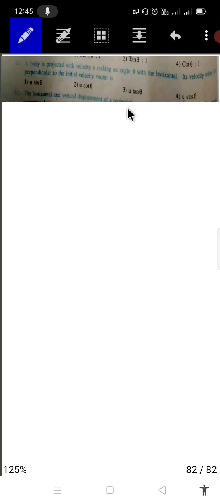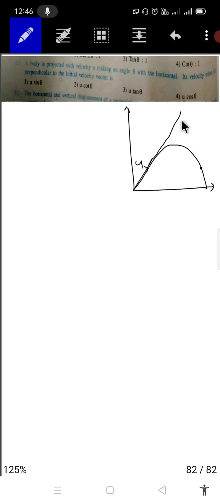Actually, there is a diagram for that. A body is projected with a velocity u. This is the body which is projected with velocity u and it is following a path of a parabola. So this is our initial velocity and this is the final velocity. These two are making an angle of 90 degrees. At this point, the initial velocity makes an angle theta.